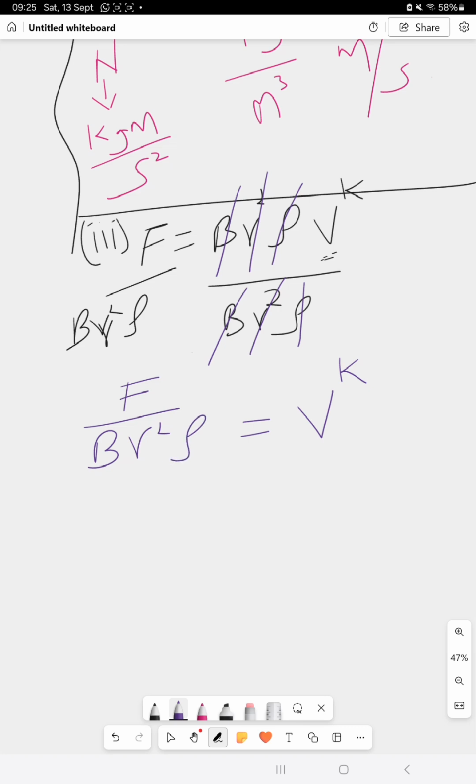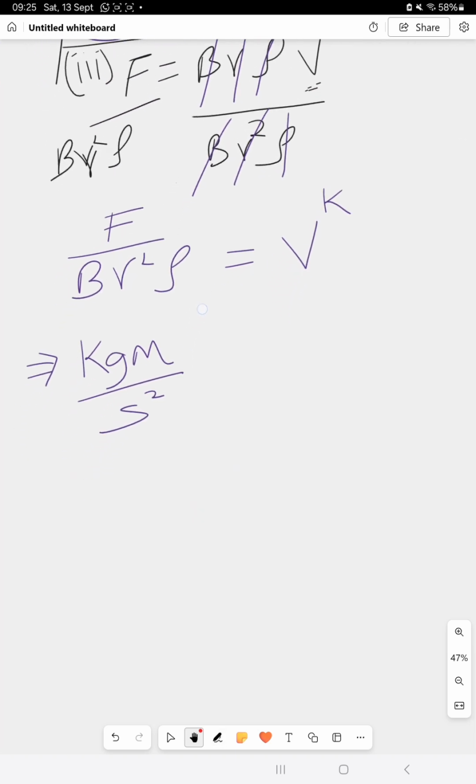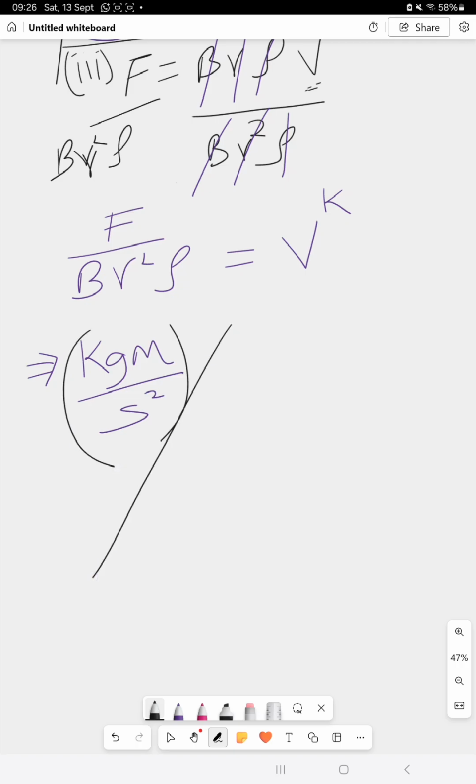What are the units of force? I have just written them here. I can just pick them and bring them down here and say, therefore I'll have kilogram meter per second squared. Now divide all this, this is the force, divide by B.